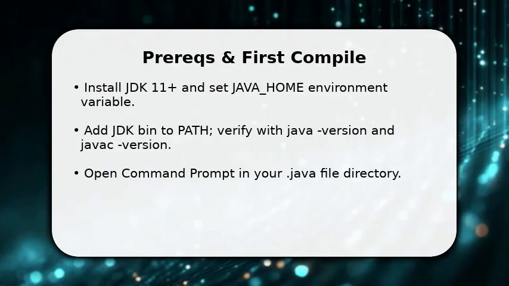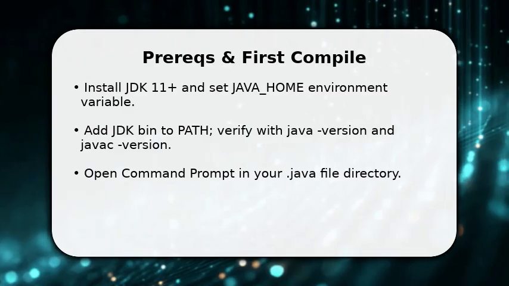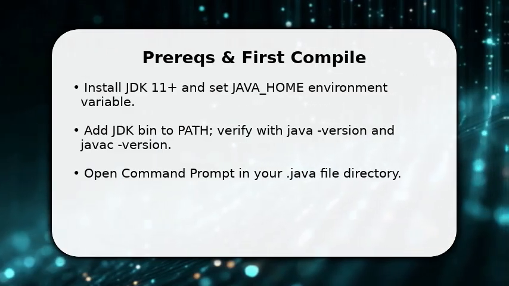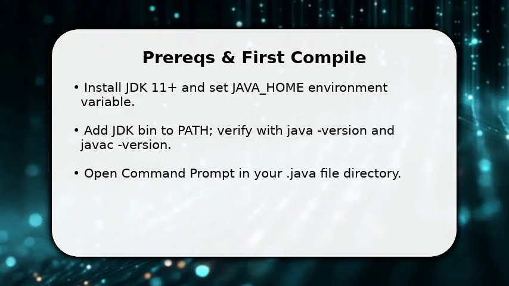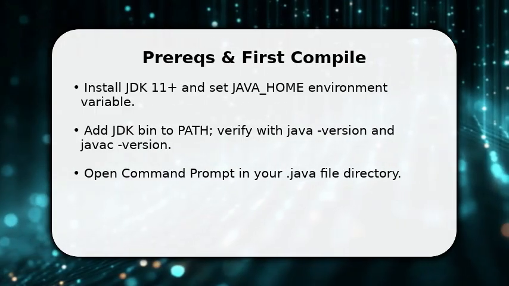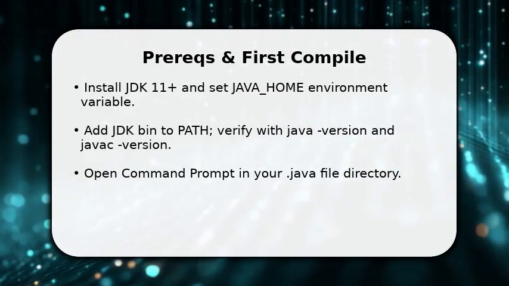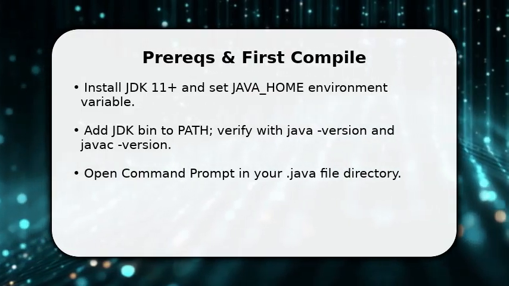You start by confirming JDK is installed and on path. That lets the prompt find javac. Change directory to the folder with your Java file, use cd path. Once there, run javac filename.java to compile. You'll see no output on success and a class file appear.